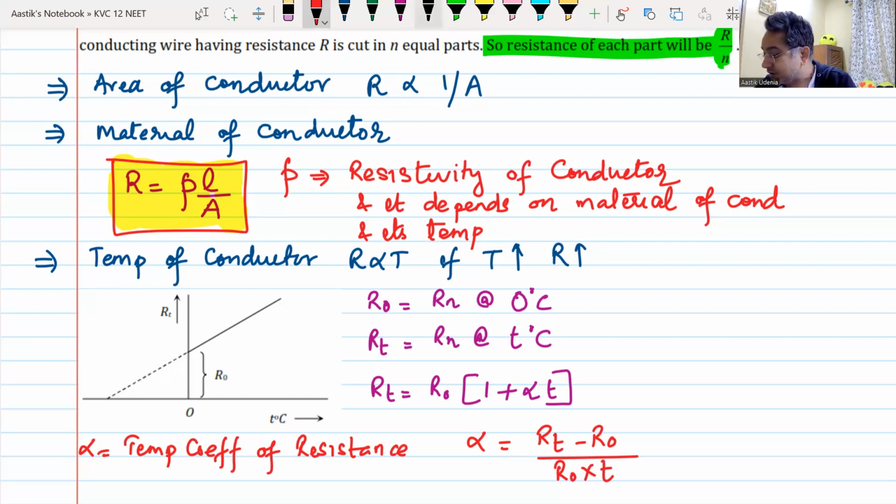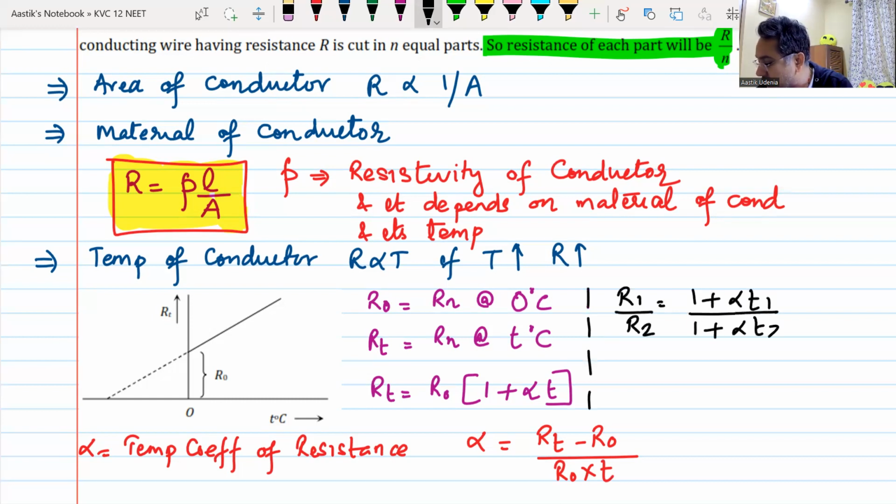We can also write a formula: resistance at temperature 1 divided by resistance at temperature 2 will be equal to 1 plus alpha into T1 divided by 1 plus alpha into T2. Do we understand how I got this formula? Resistance at temperature 1 will be R naught into 1 plus alpha into T1, and resistance at the second temperature will be R naught into 1 plus alpha into T2. I can divide them, so these are the wonderful formulas that we have got.